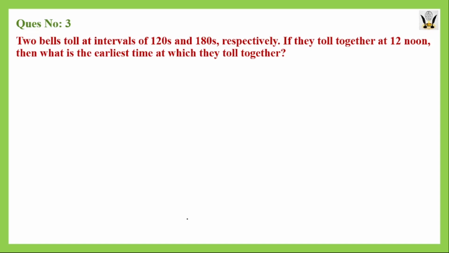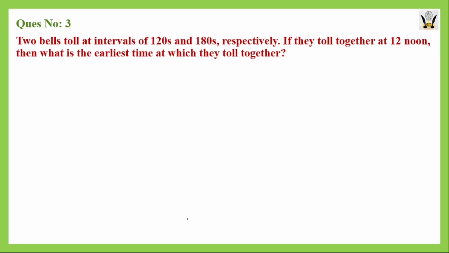After 12, after 120 seconds, the first bell will toll again, but by that time the second bell will not toll, as it needs 180 seconds. At that interval it tolls. After 240 seconds, the first bell will toll twice, and by that time the second bell will toll once. And after 360 seconds, the first bell will toll at 120, then 120, then 120, so thrice.